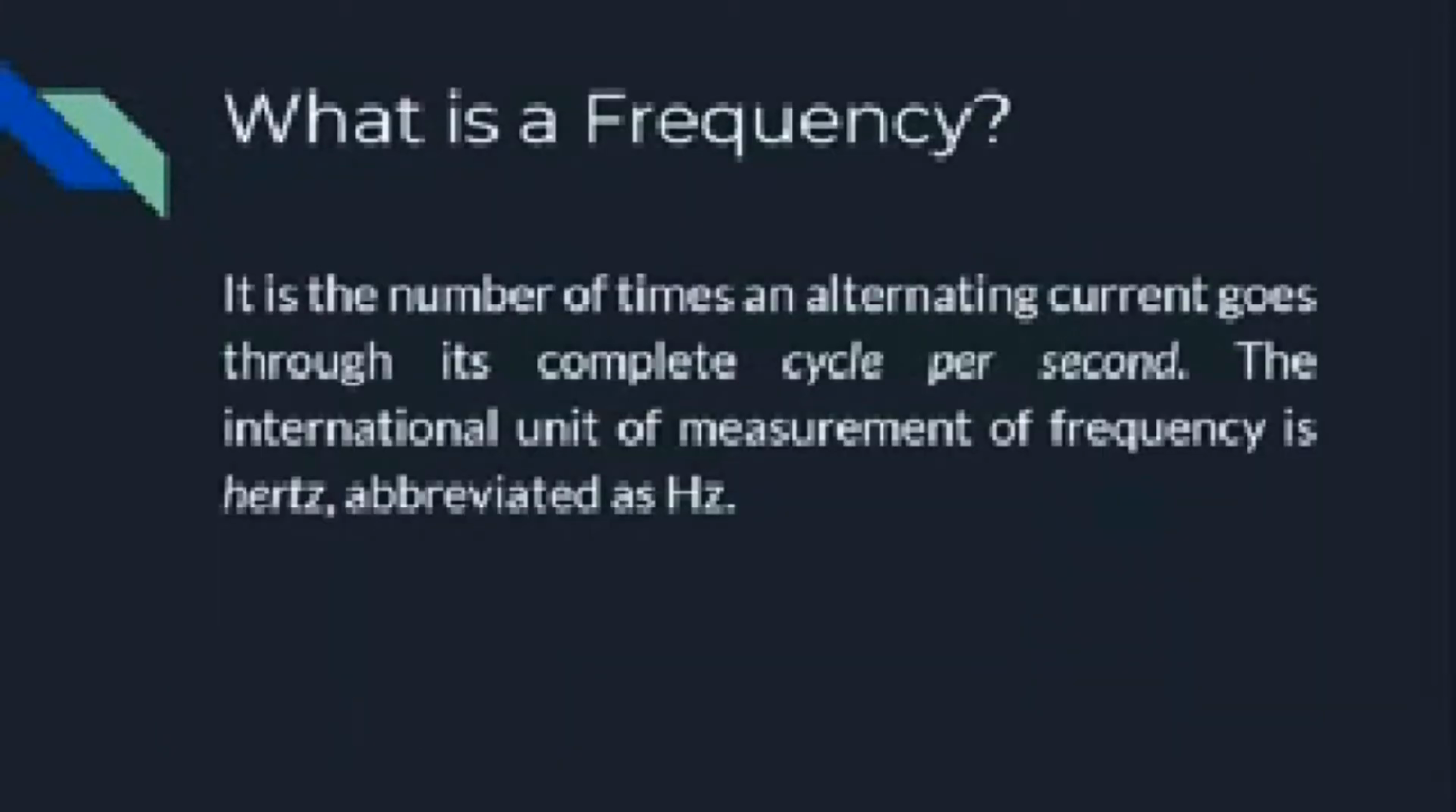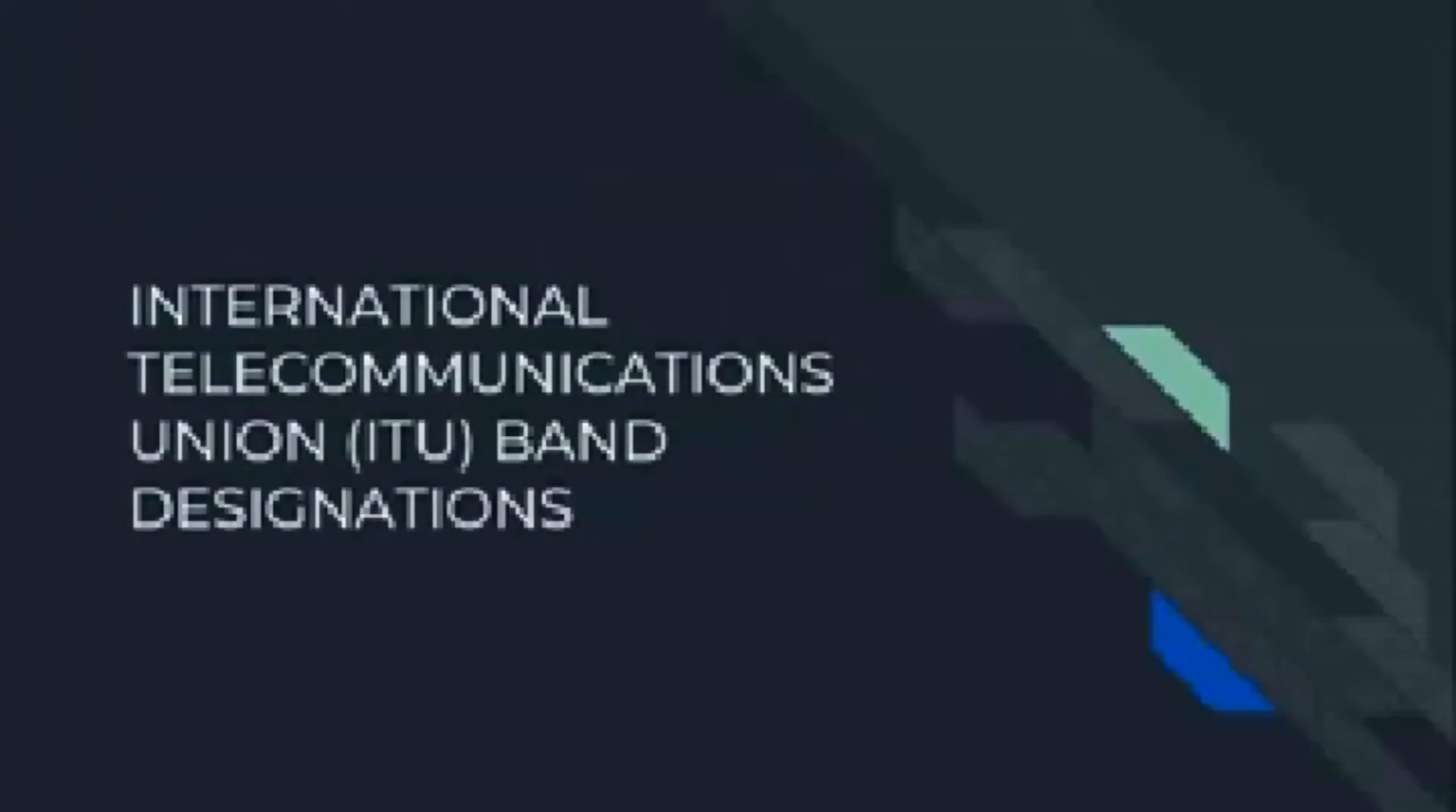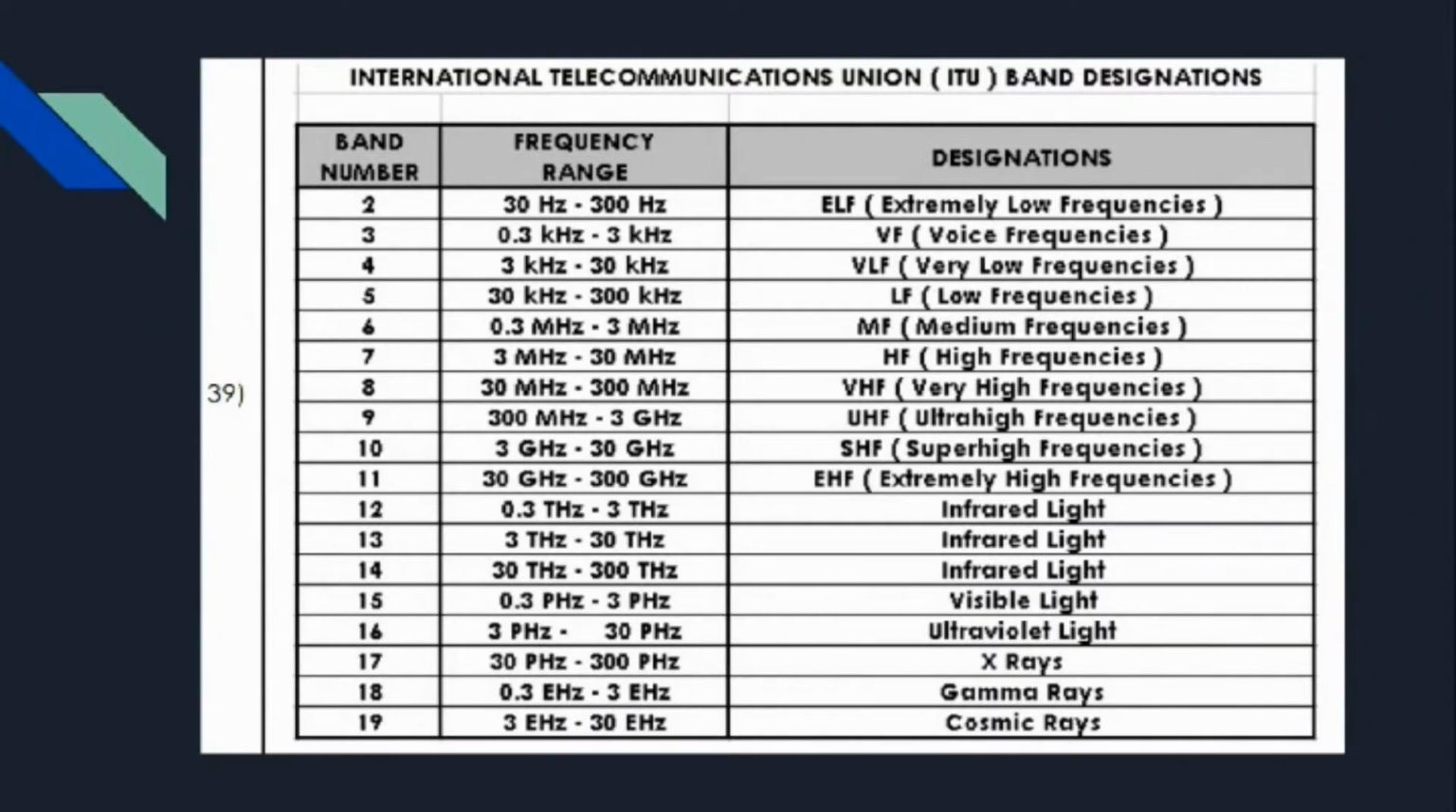What is a frequency? It is the number of times an alternating current goes through its complete cycle per second. The international unit of measurement of frequency is Hertz, abbreviated as Hz. Now we go to the International Telecommunications Union (ITU) band designations. As you can see in the picture, there's the band number, frequency range, and designations.